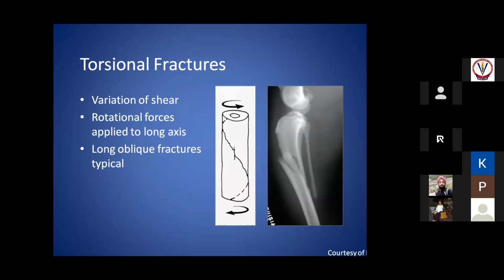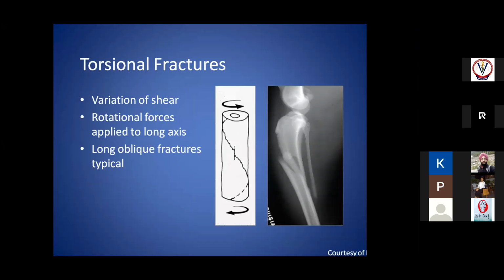Next is torsional. We discussed in the first slide that these are rotational forces. Suppose you take this as a single bone, and one segment of the bone rotates anti-clockwise, the other segment rotates clockwise. Because of these opposite rotational forces acting on a single piece of bone, this results in a very long, usually oblique, or spiral fracture.